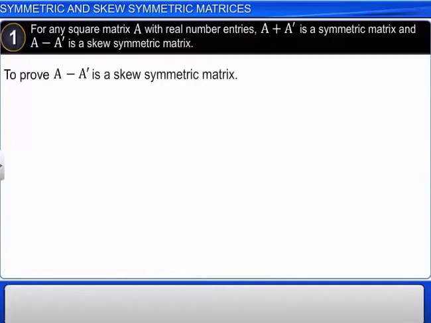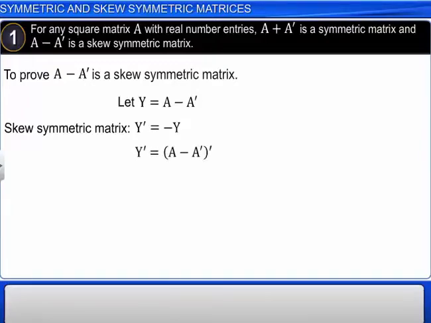Similarly, we can prove that A minus A transpose is a skew-symmetric matrix. Let us denote this matrix with Y. If Y is a skew-symmetric matrix, then Y transpose is equal to the negative of matrix Y. Let's substitute A minus A transpose in place of Y in Y transpose.